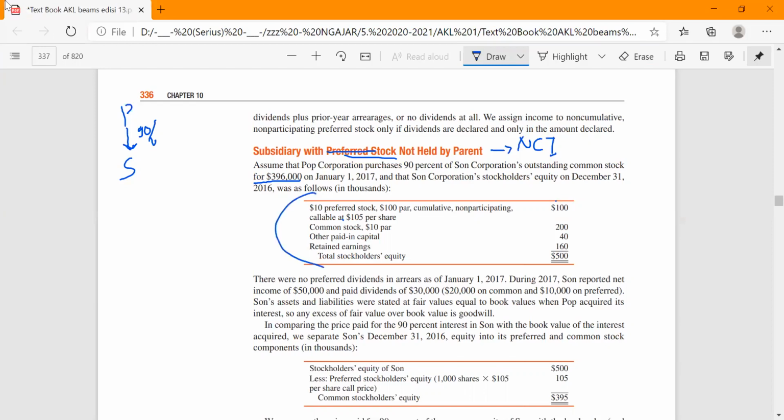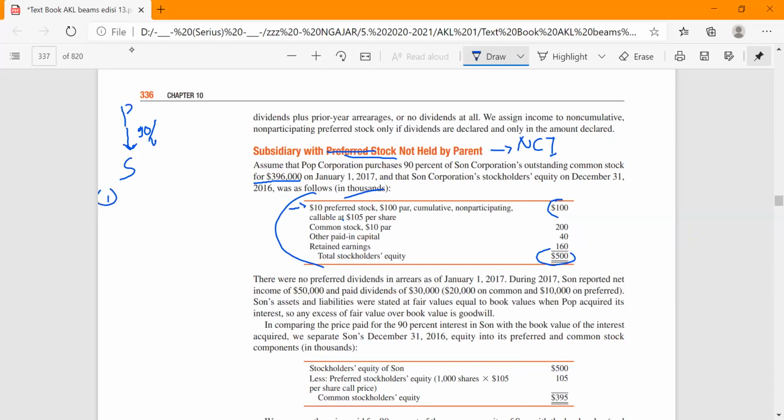Take a look at the first row. The first row is the information of the preferred stock not held by the parent, which is $100,000. Then this is the information about common stock, PEC, and retained earnings. So the total stockholders' equity is $500,000. The first issue you need to calculate is how much of the stockholders' equity is allocated to the preferred stockholders, and the second is how much is allocated to the common stockholders.